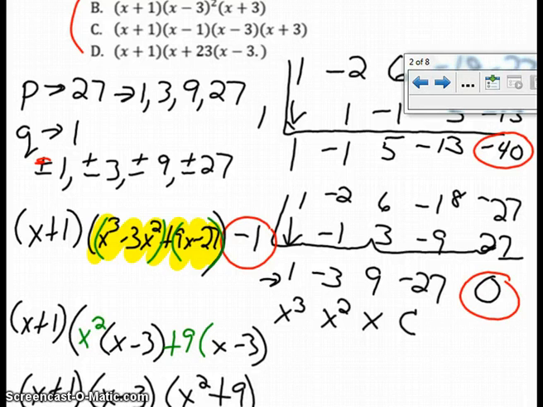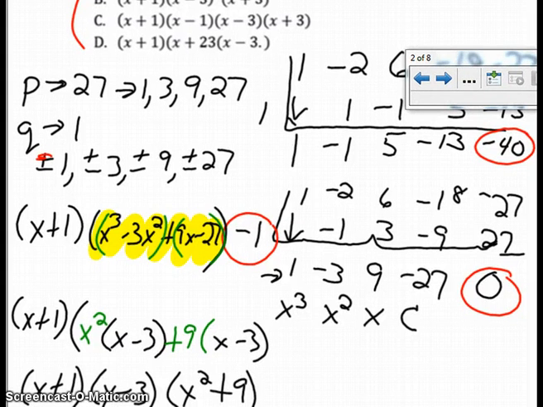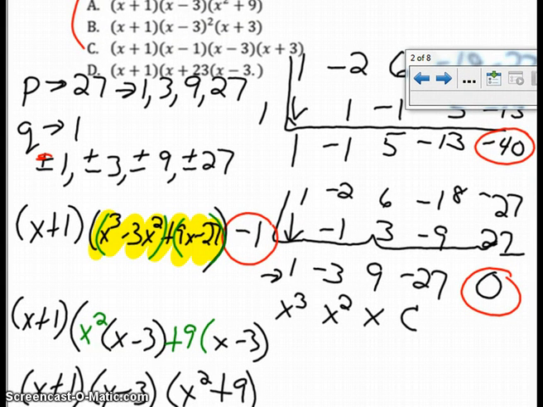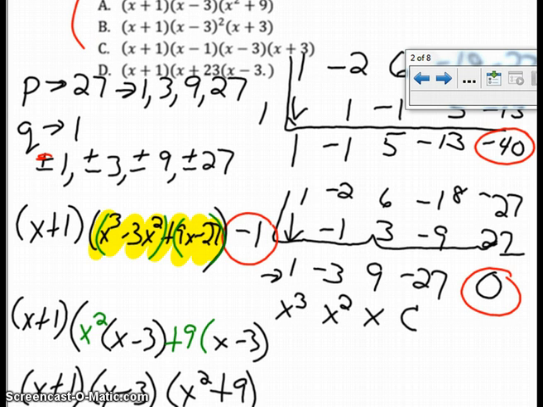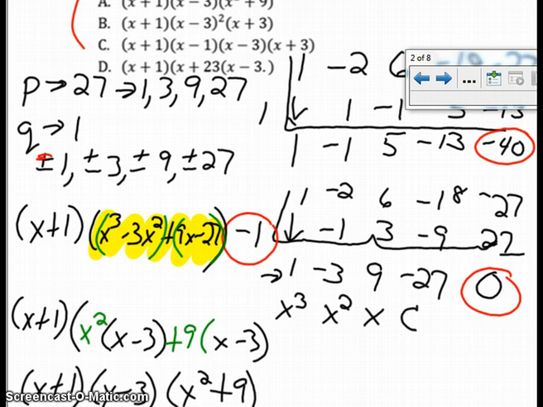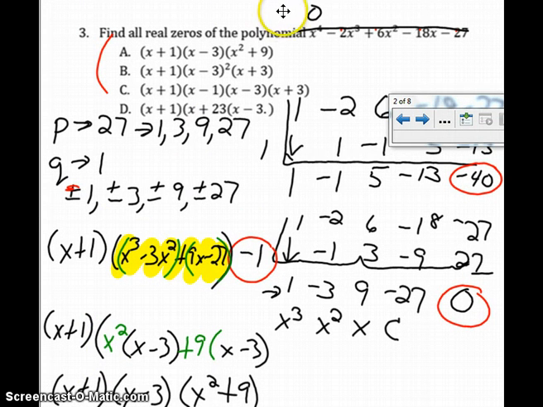So, go back to my multiple choices. I'm trying to make the screen bigger so that you can see my multiple choices. All right, so we're looking for which of our multiple choices is the same as my bottom line. So I've got x plus 1 times x minus 3 times x squared plus 9 is choice A.